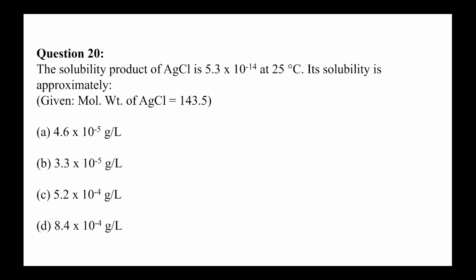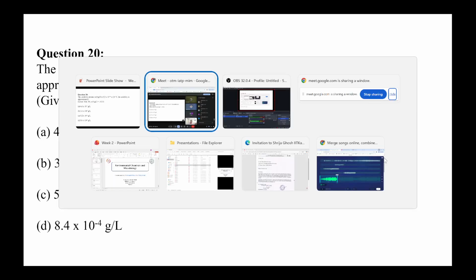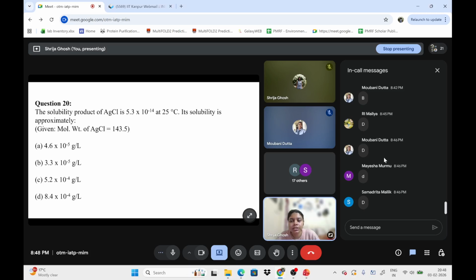Option A is 4.6 into 10 raised to the power of minus 5 grams per liter. Option B is 3.3 into 10 raised to the power of minus 5 grams per liter. Option C is 5.2 into 10 raised to the power of minus 4 grams per liter. And option D is 8.4 into 10 raised to the power of minus 4 grams per liter. KSP is given as 5.3 into 10 raised to the power of minus 14. So what would be the solubility of AgCl? Calculate quickly.